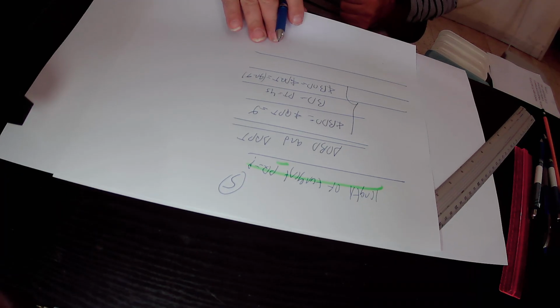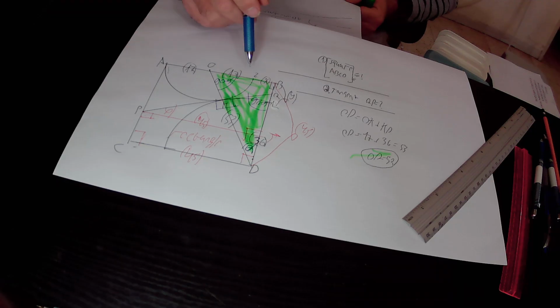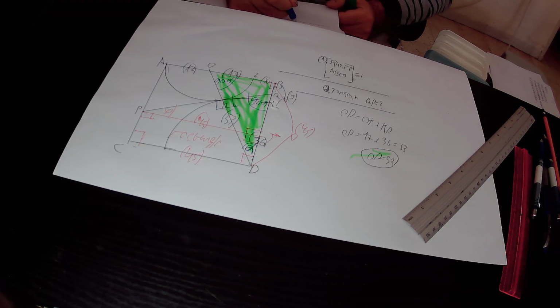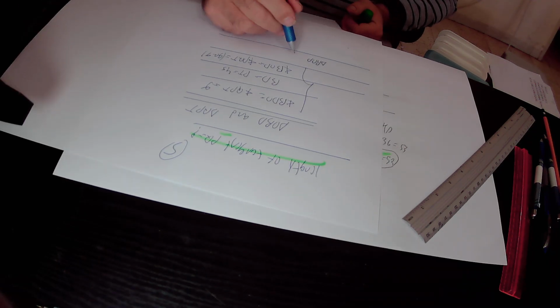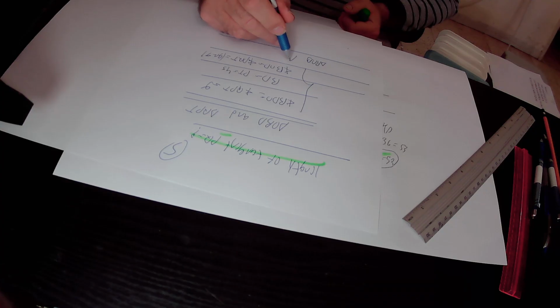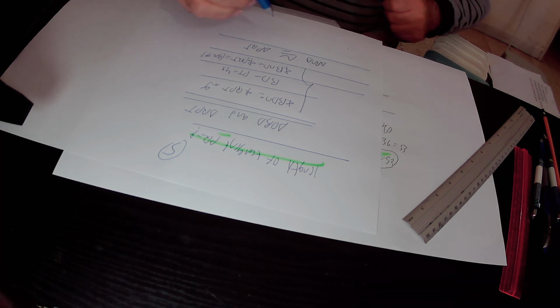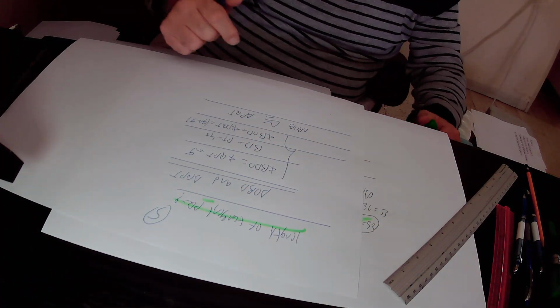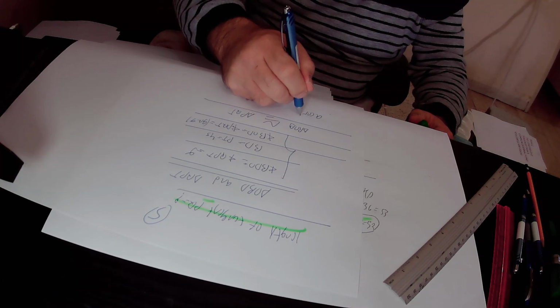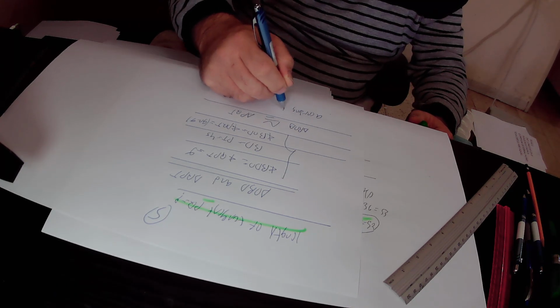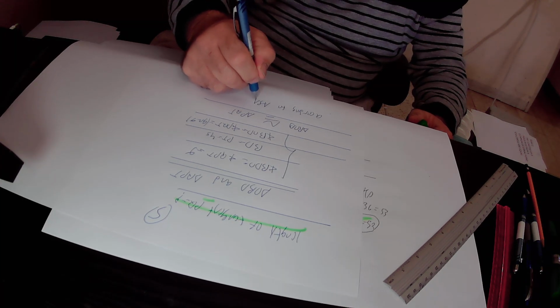So in total, we know that the green triangle BOD can go into the right triangle PQT according to the angle side angle rule.